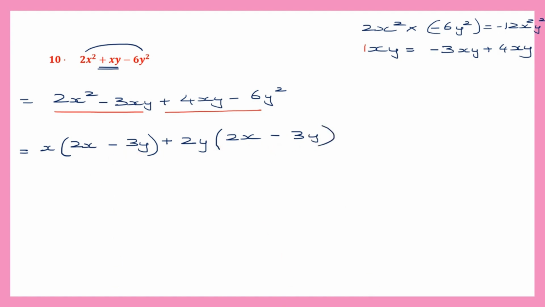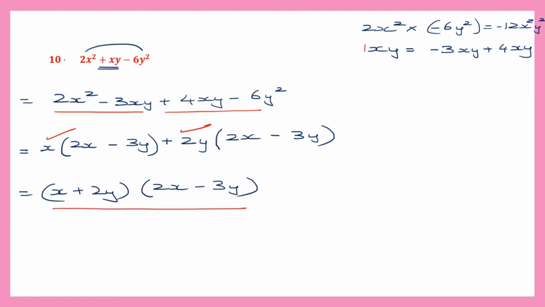So now let's take the first one, that is x plus 2y, and the other one in brackets 2x minus 3y. So we've got this and this is our answer.